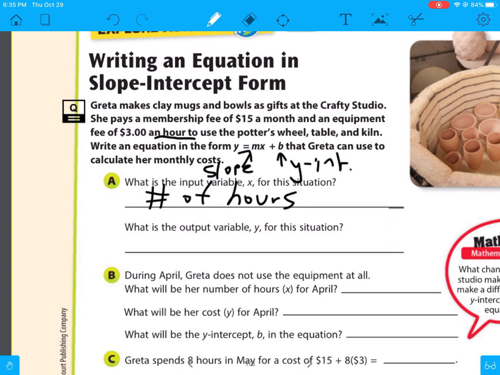Now, y, what is the output? So the output is usually going to be your total. So this is the total money to use the studio. So like if they work 0 hours, they're going to still pay $15. If they work 10 hours, they're going to be paying 10 times 3, which is 30, plus 15, which would be $45.